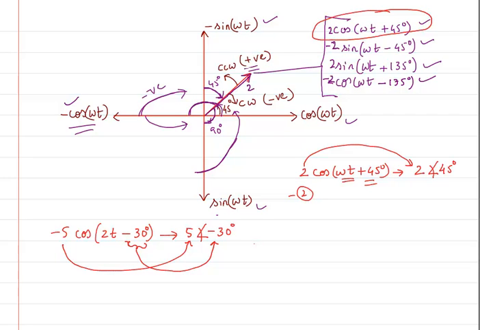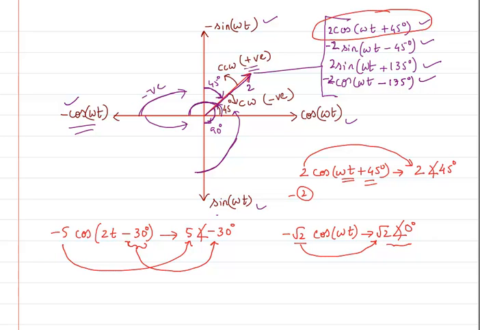Clear? Now suppose I have another case, let's say minus root 2 cos of omega t. I will write this number as such here, which is root 2. What is going to be the angle? Here there is no angle written with omega t, so it is going to be 0 degrees. So this is how we write it in the phasor form.